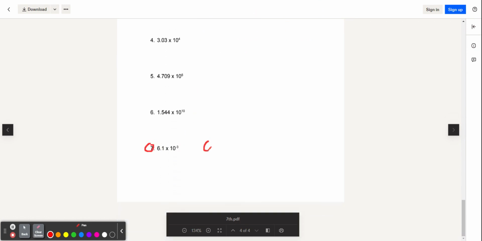Now if it's negative, we move the decimal point to the left. 1, 2, 3. So 6.1 times 10 to the negative 3 is 0.0061.